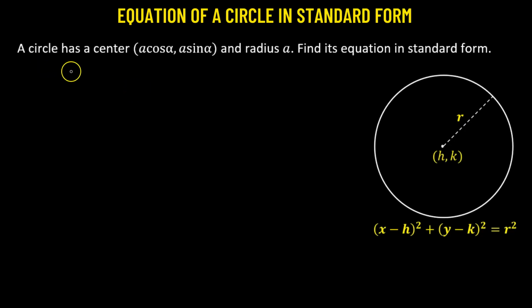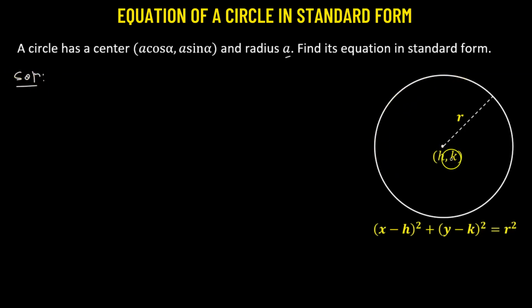So in this problem, we have a circle with center coordinates given by a cosine alpha, comma a sine alpha, and its radius is also given to be equal to a. We need to find the equation of the circle in its standard form. Let us begin. Now here, let's first specify the standard form of a circle.